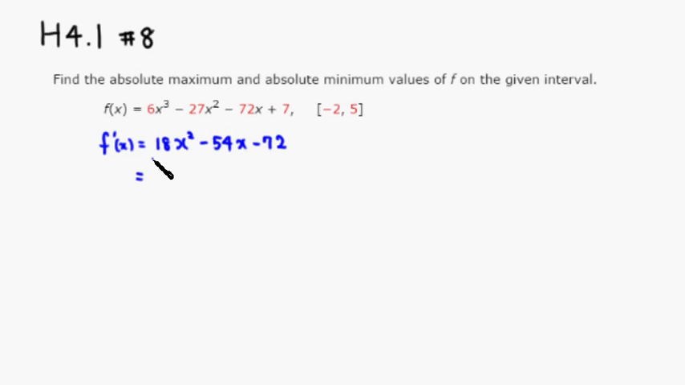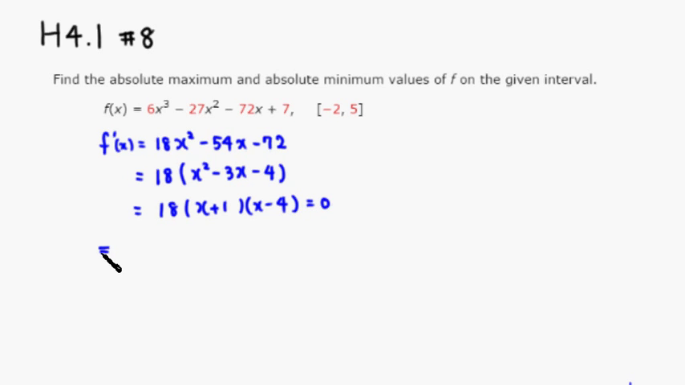54 is 18 times 3. And can we get 72? Let's see, 4 times 18. So we can pull out the 18 from everyone. So that will be x squared minus 3x minus 4, which luckily we can factor. So we have x and x, and we would have (x + 1)(x - 4) equal to 0.